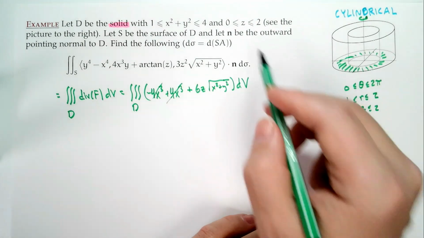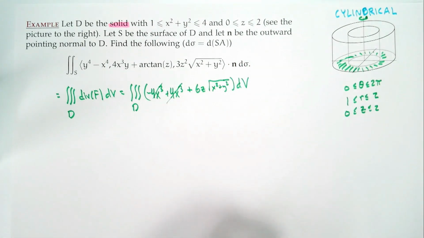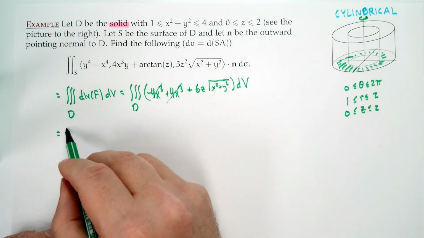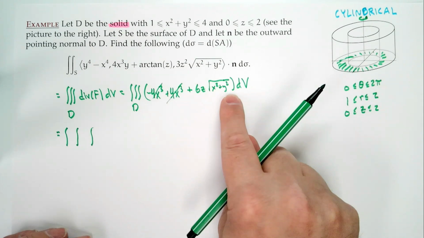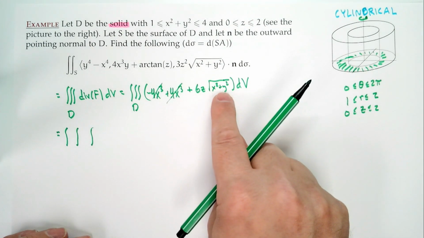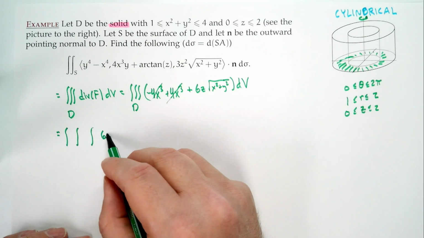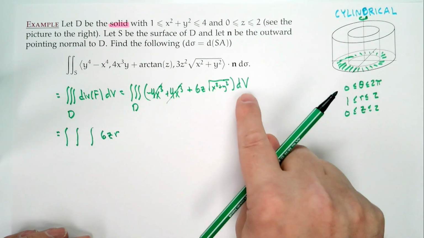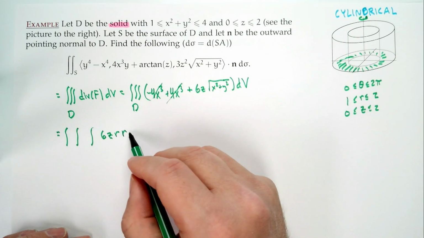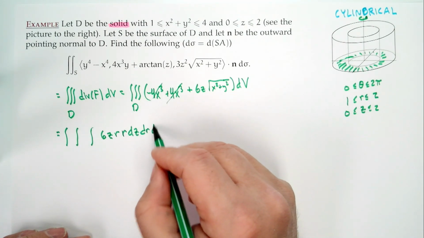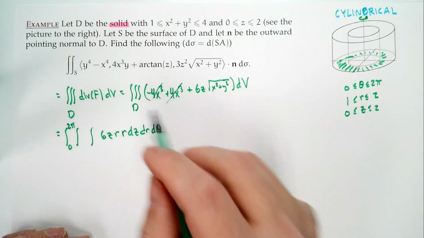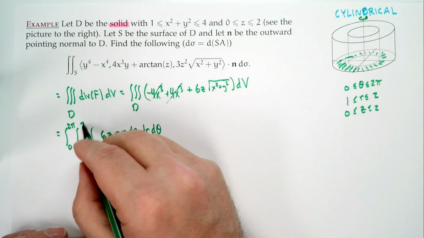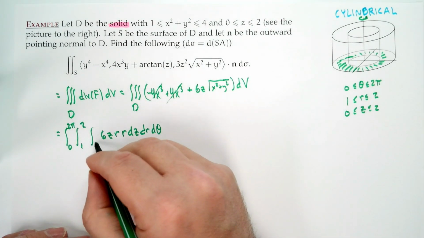Now you might say, how did you know that? Well, because it said it right there. That's a good technique. See what it says. So this is going to become an integral, integral, integral. We rewrite this in terms of our new coordinate system. The z stays z. Square root of x squared plus y squared becomes r. So 6z r. Then we do our dv. Well, dv is r dz dr d theta. Theta goes 0 to 2 pi. R goes 1 to 2. And z goes 0 to 2.